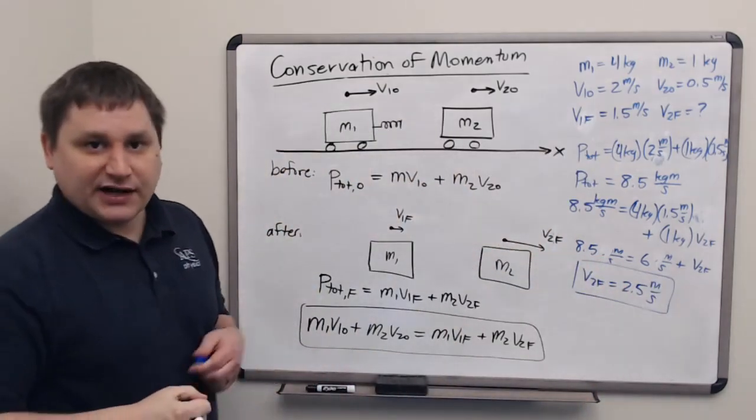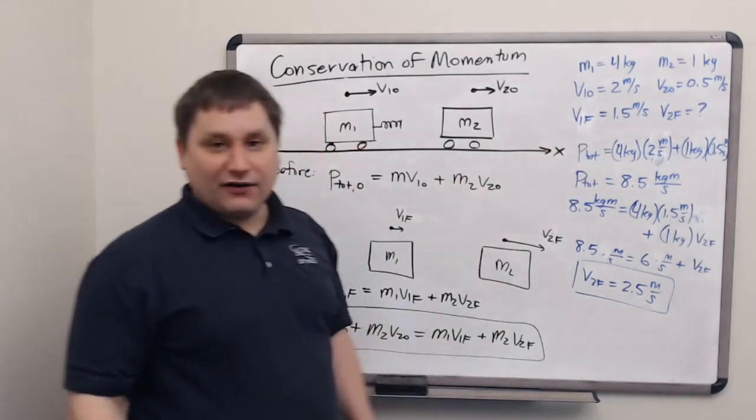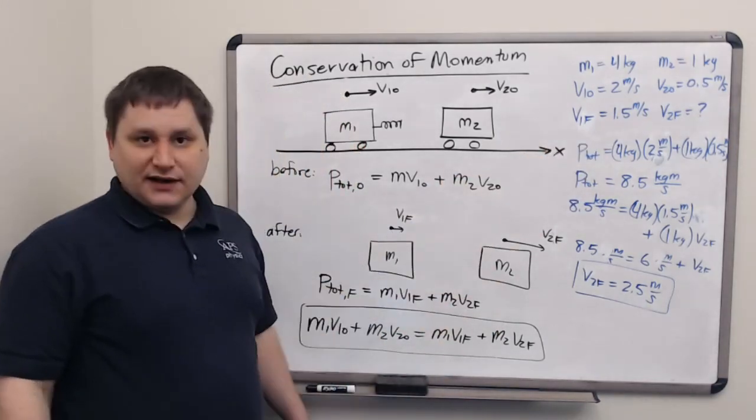All right, so I can predict partially the result of the collision. If I know one of the values, I can predict the other final velocity.